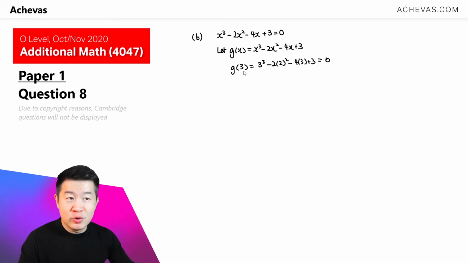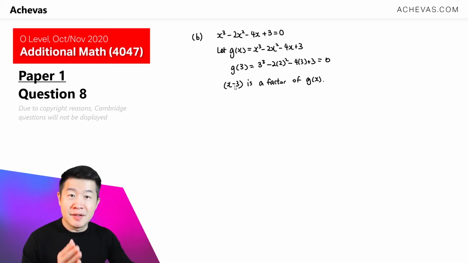And this tells us through the factor theorem that x minus 3 is a factor of g(x). We're going to find the other factor, which is going to be a quadratic factor. To do that, I'm going to take g(x) and divide it by this factor, and we will be expecting a 0 for the remainder. But let's go for a long division to find the other factor.